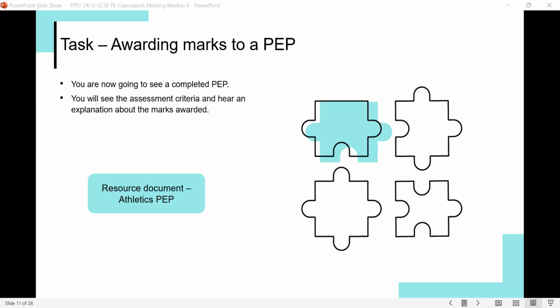Question from Jamie. Can I just check that the appendix definitely does not count towards the word count? You're absolutely correct. It absolutely does not. Even if you want to embed charts and graphs and tables of data into the main part of the PEP, that still would not count. It's only words written by the actual candidate. Hope that clarifies that.